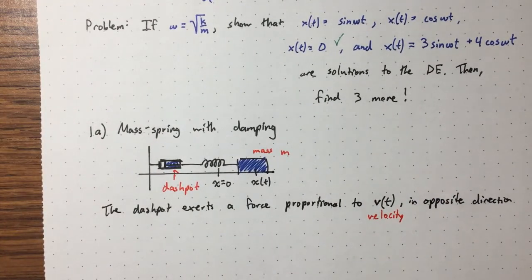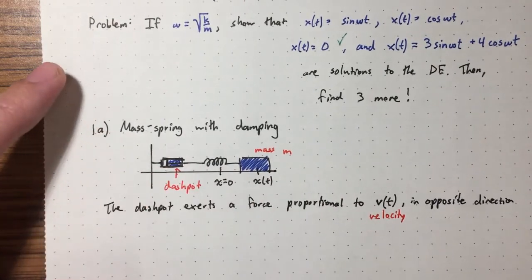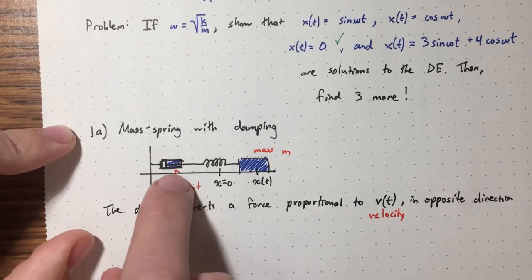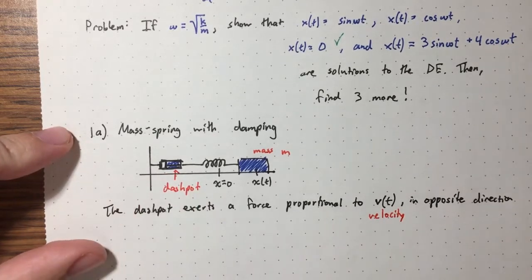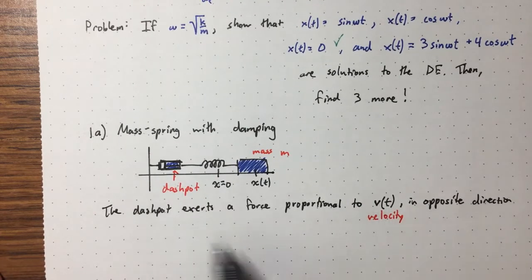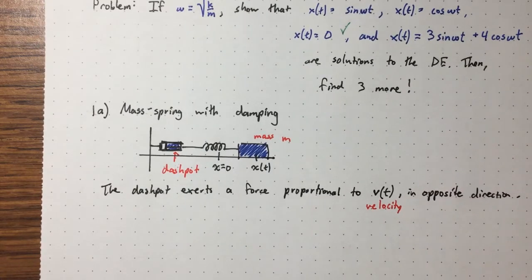If I'm moving very quickly, this is going to exert a larger force, and it will try to be counteracting that velocity. You've probably seen these dashpots, so these are often installed at the top of a door to basically keep it from slamming shut. And you can try an experiment for yourself. If you push the door harder, it will actually try to resist your motion more. So if you try to push it faster, it will try to resist you more. And so that's what the dashpot does. It exerts a force proportional to velocity in the opposite direction.